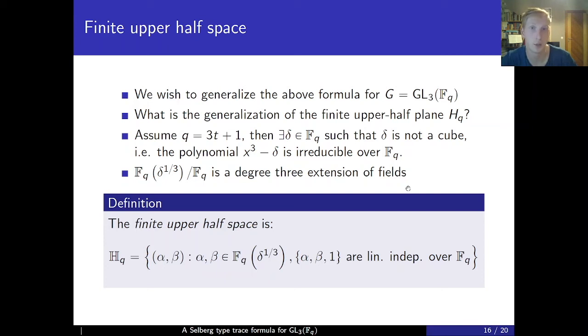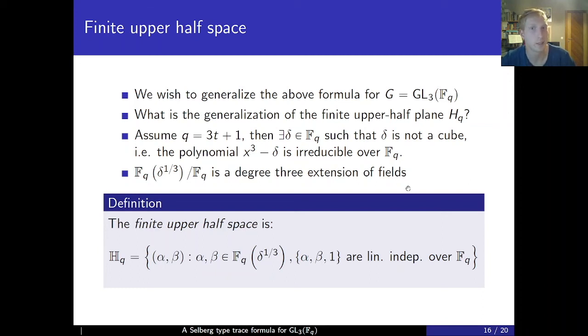However, a priori it's not clear what the generalization of the finite upper half plane HQ should be, because in the two-dimensional case we had the natural analog of the complex number system and the Poincare upper half plane. However, in 3 dimensions we can't really find such a thing. So instead, we will turn to an algebraic construction. Assume that Q is of the form 3t+1, then it's not too difficult to prove that there exists a delta in FQ such that delta is not a cube, i.e.